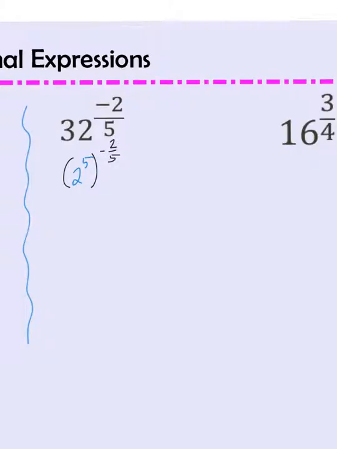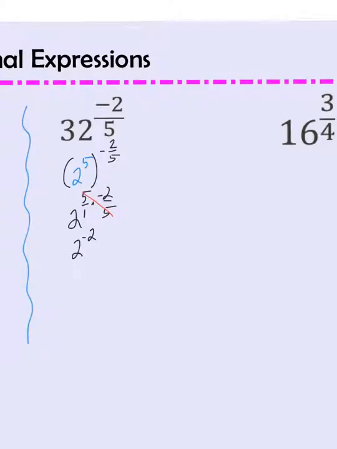So the long way would be 2 to the 5 over 1 times negative 2 over 5. So again, these 5's cancel, but if you don't see that, 5 times negative 2 is negative 10. 1 times 5 is 5. Negative 10 divided by 5 is negative 2. But the shortcut would be to just do that. So 2 to the negative 2.